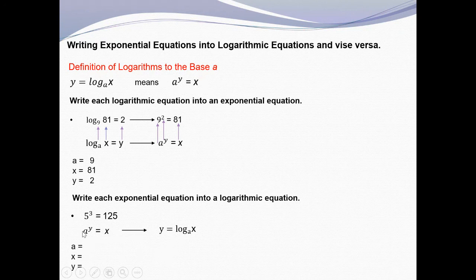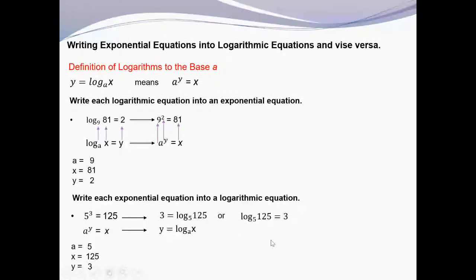So you have to know what the a, x, and y are. My a is 5, my y is 3, and my x is 125. So then my base is 5, my y is 3, and my x is 125. Or you can reverse it. Log base 5 of 125 equals 3.